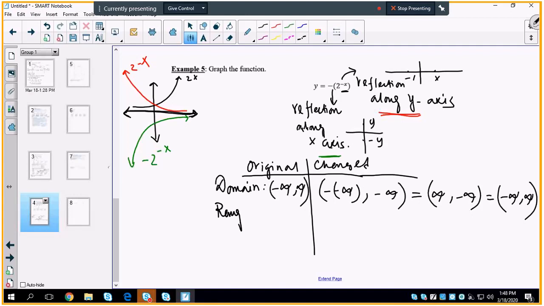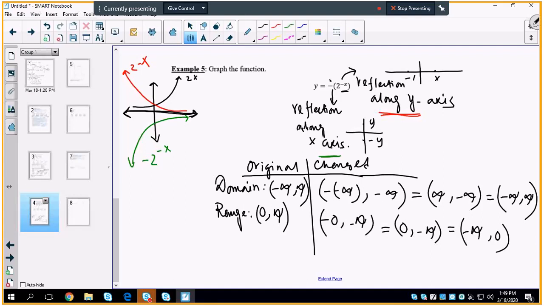Range. Range is change in y, and the original range is 0 to infinity. And what you will do, you will now multiply by negative, because that's the change in y, to your range numbers. So you will get negative 0 and negative infinity. Negative 0 is just 0. And again, you write the interval from smaller to larger. So I'm going to go ahead and say that this is negative infinity to 0. Now look at the final graph. See the range of your final graph. It is going all the way to negative infinity. And the highest point on the graph is at 0. So the range is negative infinity to 0.